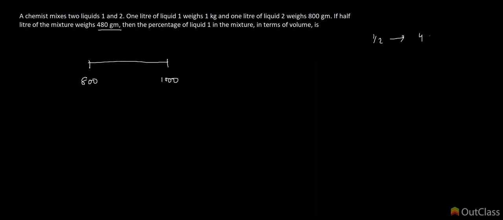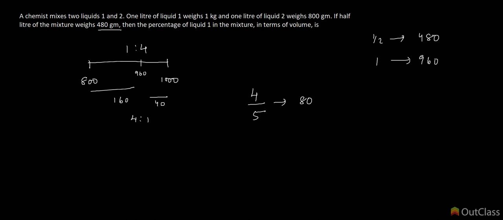Half a liter is 480, so that means 1 liter is 960, and this 960 is the weighted average of the 800 and the 1000. That means you have a distance ratio of 160 is to 40, which is 4 is to 1, which means 1 is to 4. So basically for every 5 parts of the mixture, 4 parts is liquid 1, which is 80%.